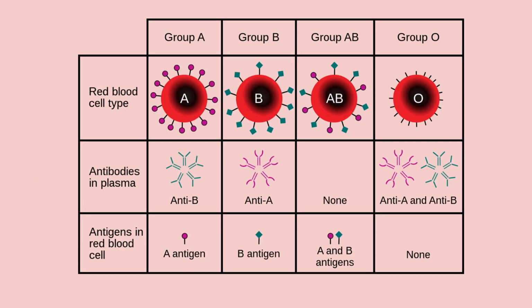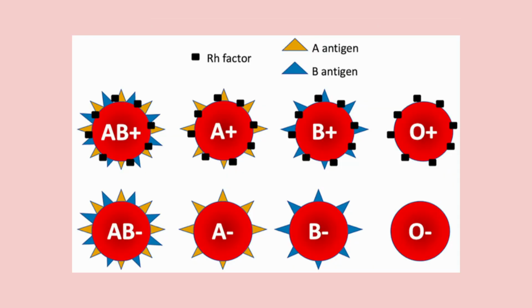So here's what that looks like. You can see type A has the pink antigens on the surface, and then B antibodies in the plasma. And then this is the same thing, but taking into account the Rh factor. If you have the Rh factor, you're Rh positive, so it's just positive. And if you don't, like at the bottom, you're negative.